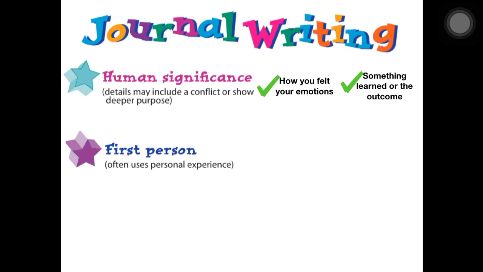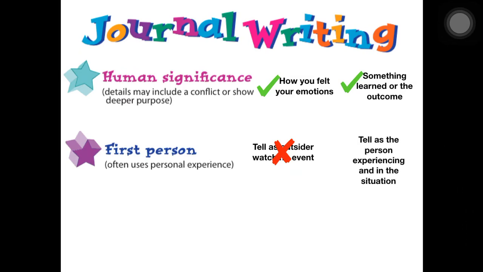Next is first person. This usually comes very naturally to writers, and what first person means is you're writing it from your perspective. It says tell as outsider watching the event. You're not standing on the outside looking in, writing about it. You are actually engaged in it. Okay, so you are not standing out writing about something you're watching happening. You're writing about what's happening to you. Okay, tell as the person experiencing and in the situation. Okay, that's how we're going to tell this.